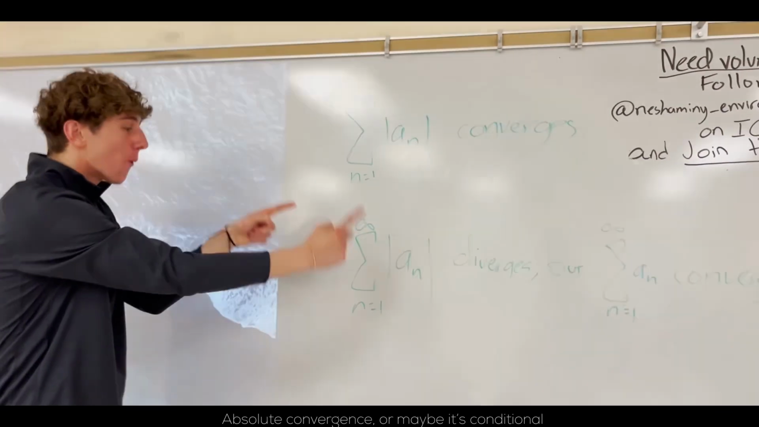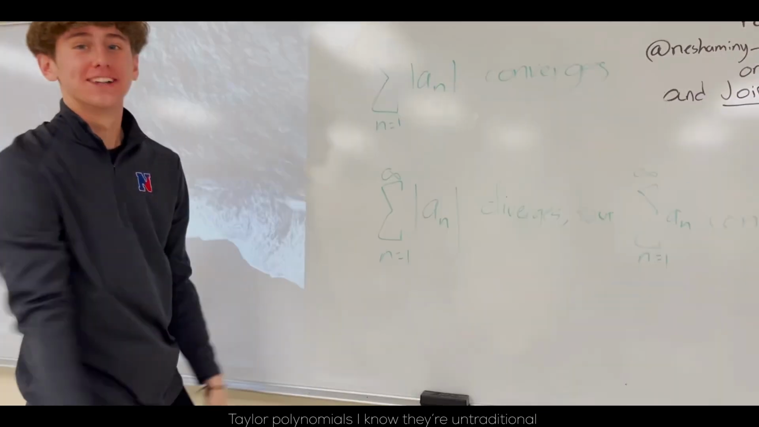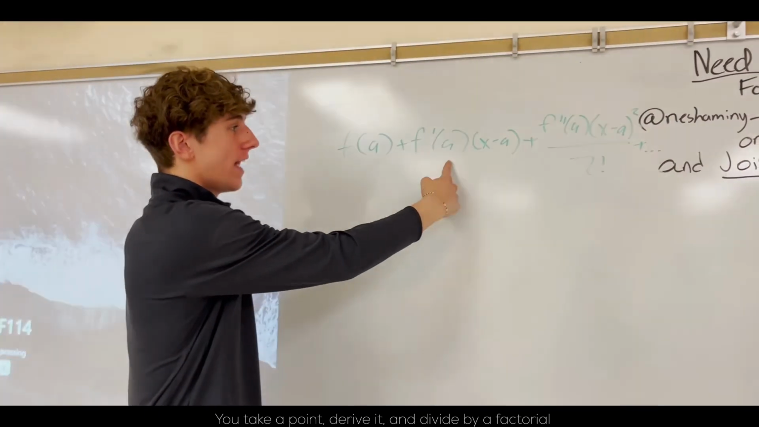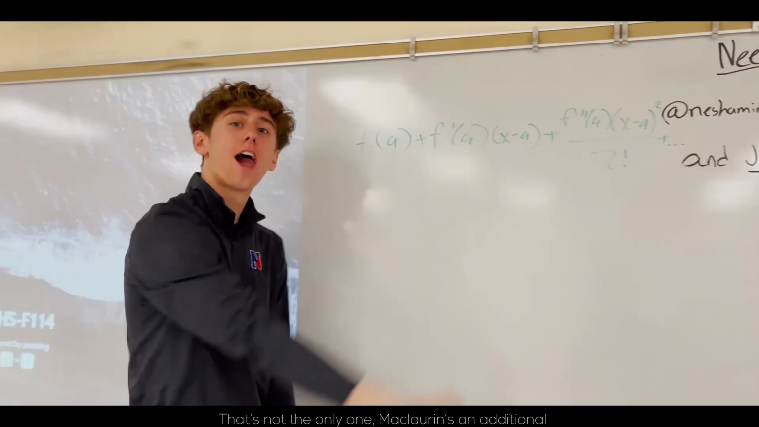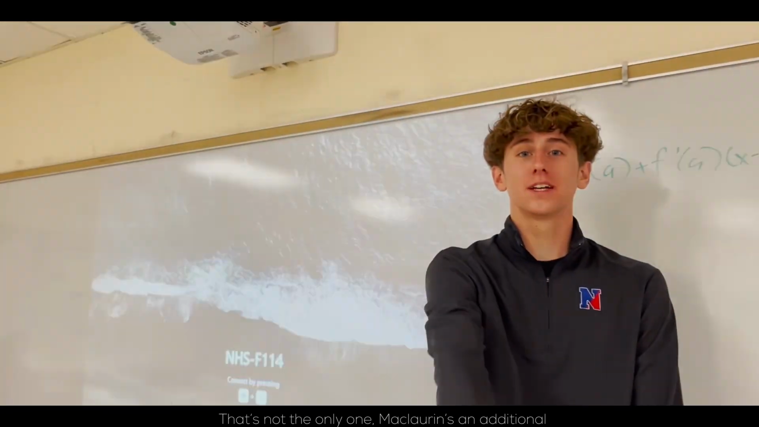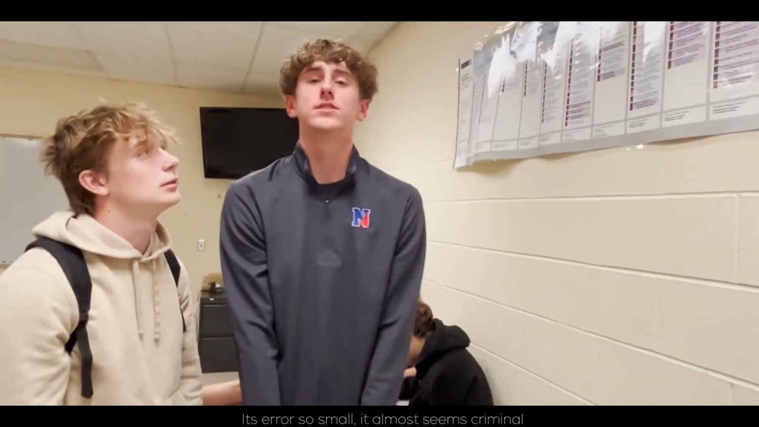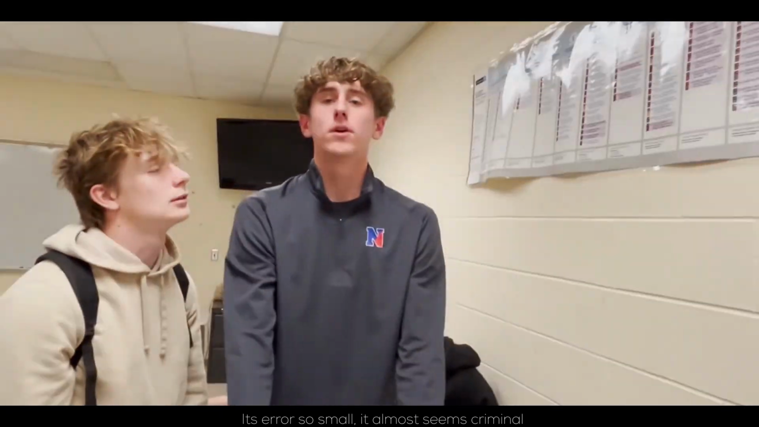Absolute convergence, or maybe it's conditional. Taylor polynomials, I know they're untraditional. You take a point, derive it, and divide by a factorial. That's not the only one. Maclaurin's an additional, centered at 0. I know it sounds quite fictional. Its error so small, it almost seems criminal.